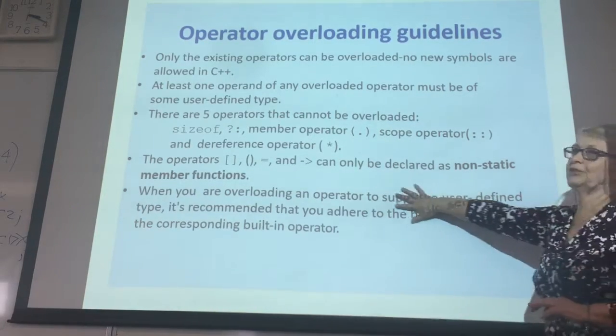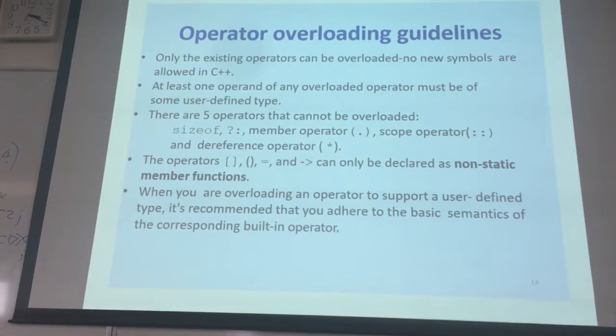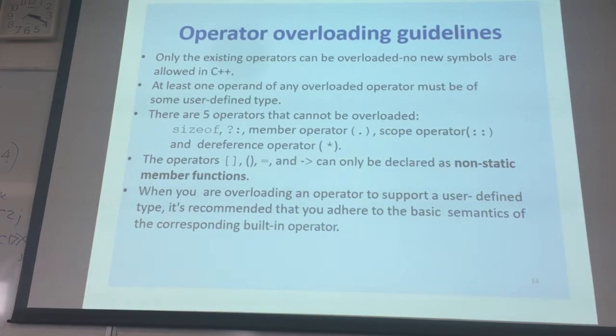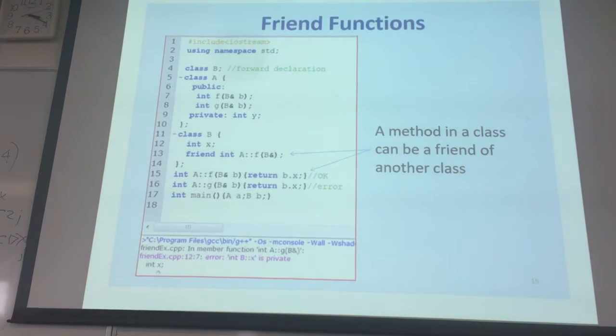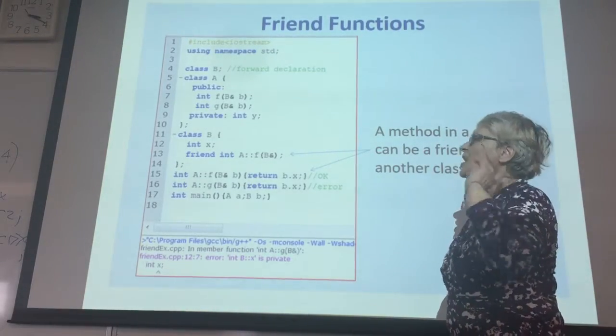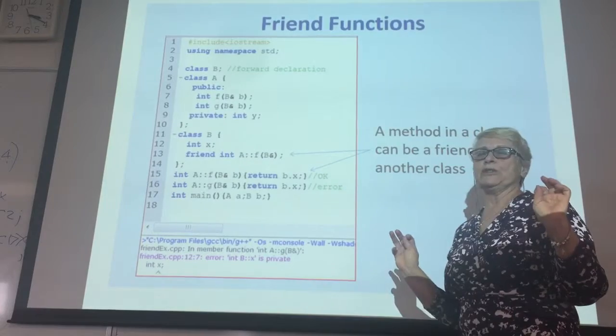Again, stressed: don't change the meaning of an operator. If it's assignment, it has to do assigning. Don't use the assignment operator to perform multiplication, or assigning and something else. No changes. Besides these, global functions can be friends of a class, so we can have all types of combinations.